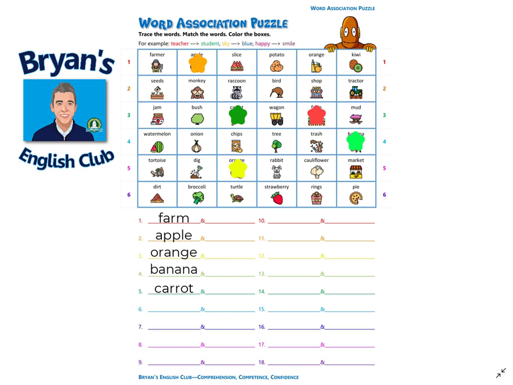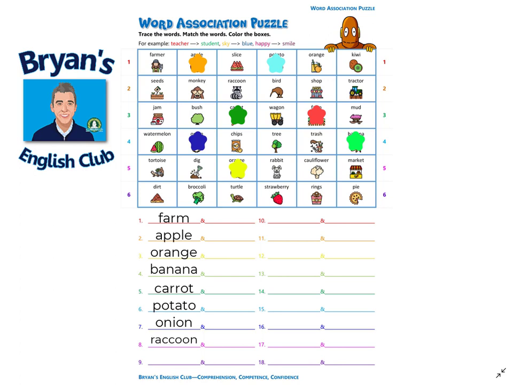Number six, potato. P-O-T-A-T-O, potato. Color the potato picture box sky blue. Number seven, onion. O-N-I-O-N. Onion. Color the onion picture box blue.